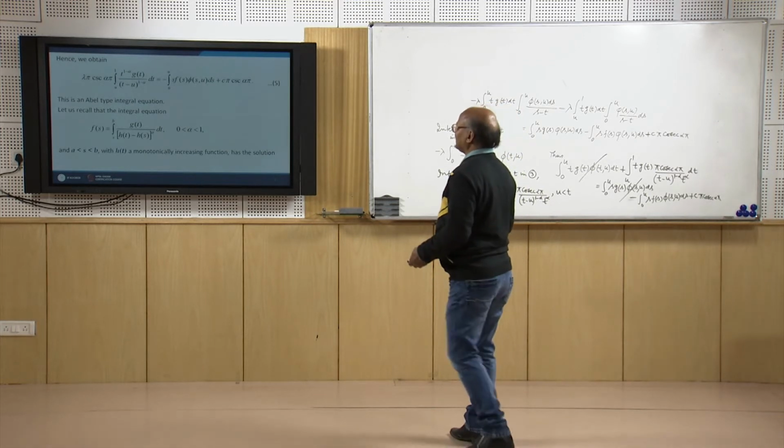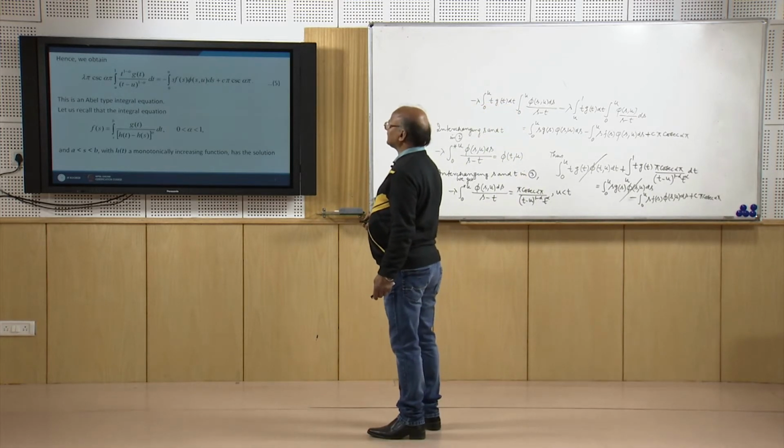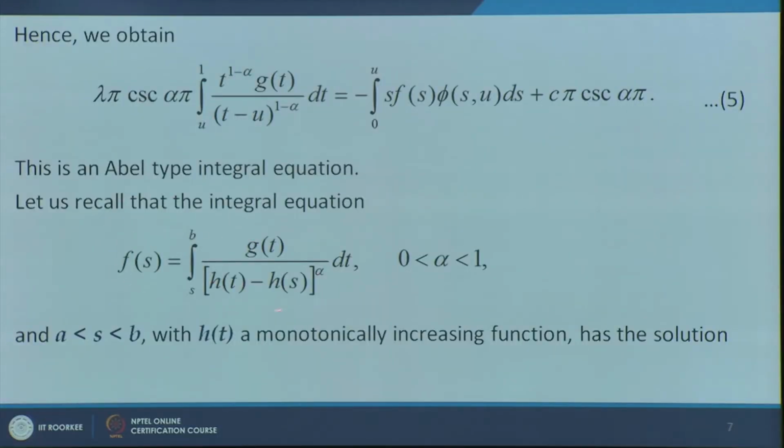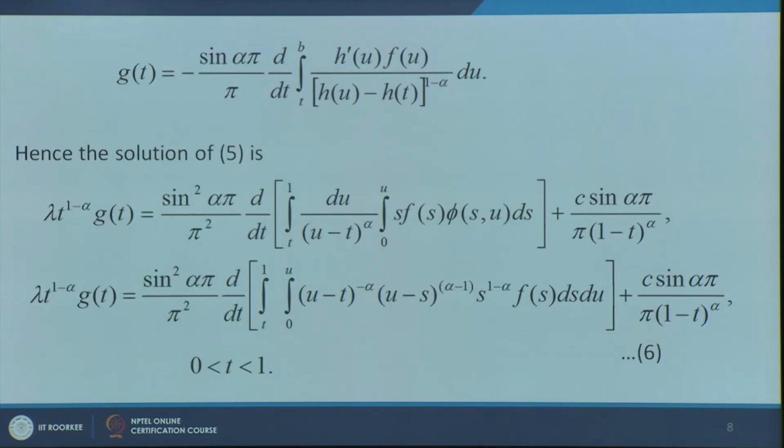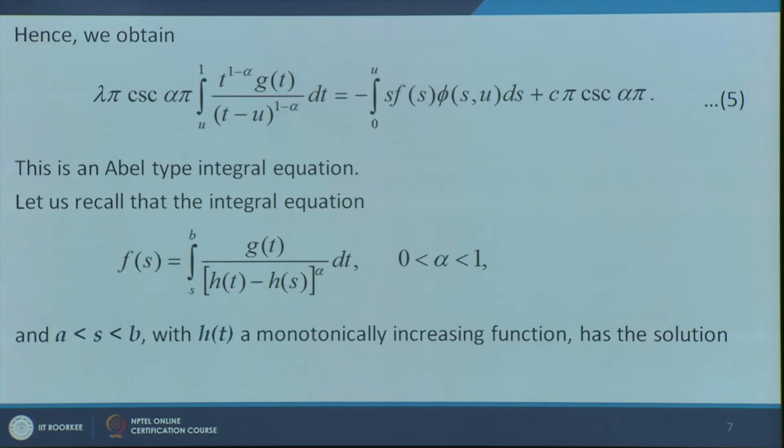Let us recall that when we discussed the solution of this Cauchy integral equation, f(s) equal to integral s to b g(t) dt upon h(t) minus h(s) to the power alpha, where 0 less than alpha less than 1 and s lies between a and b, with h(t) a monotonically increasing function, we had the solution as this: g(t) equal to minus sin alpha pi over pi d over dt. So, we are making use of this solution to arrive at the solution of this equation. Let us see how we get.